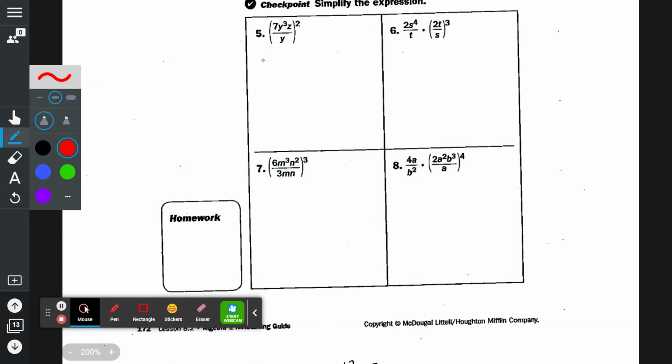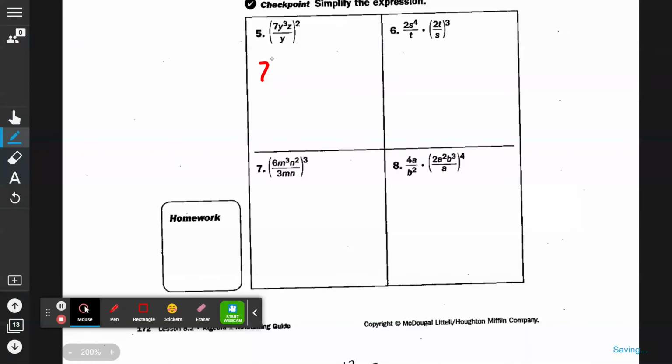Okay, so this becomes 7. Okay, wait, before I do that, I'm going to simplify, because y cubed over y just becomes y squared, so 7y squared z squared. So that becomes 7 squared, which is 49, y to the 4th z squared.